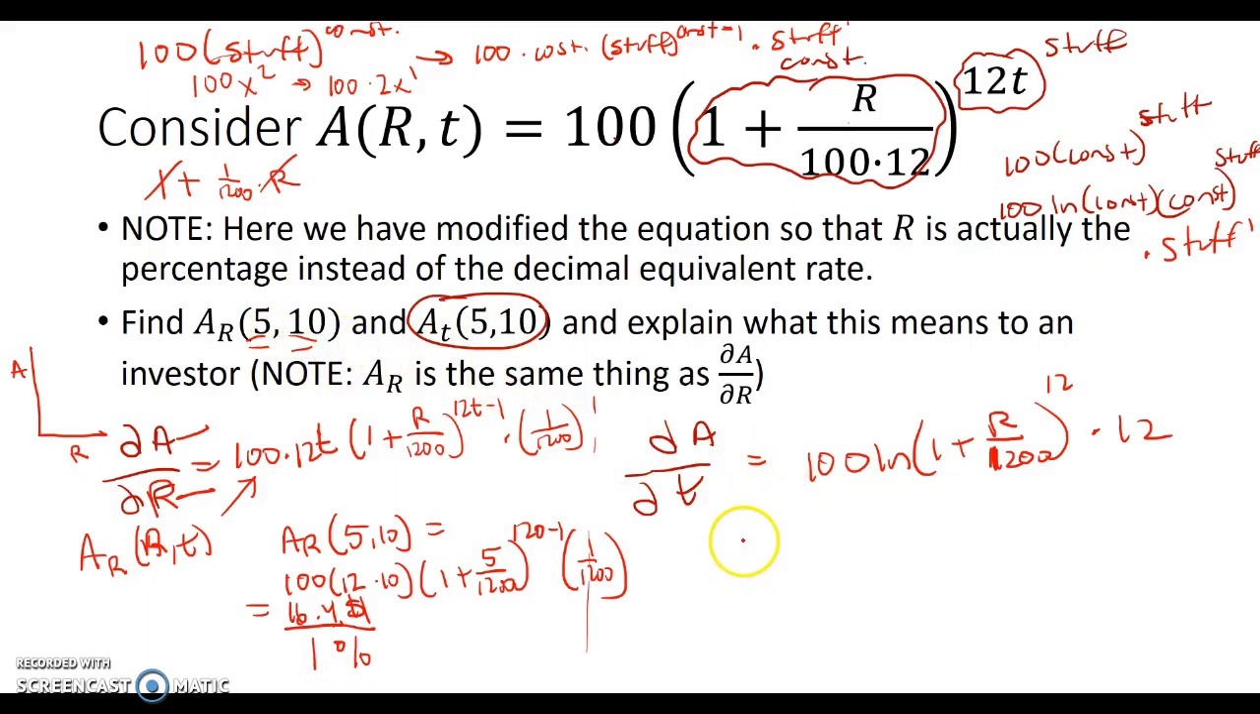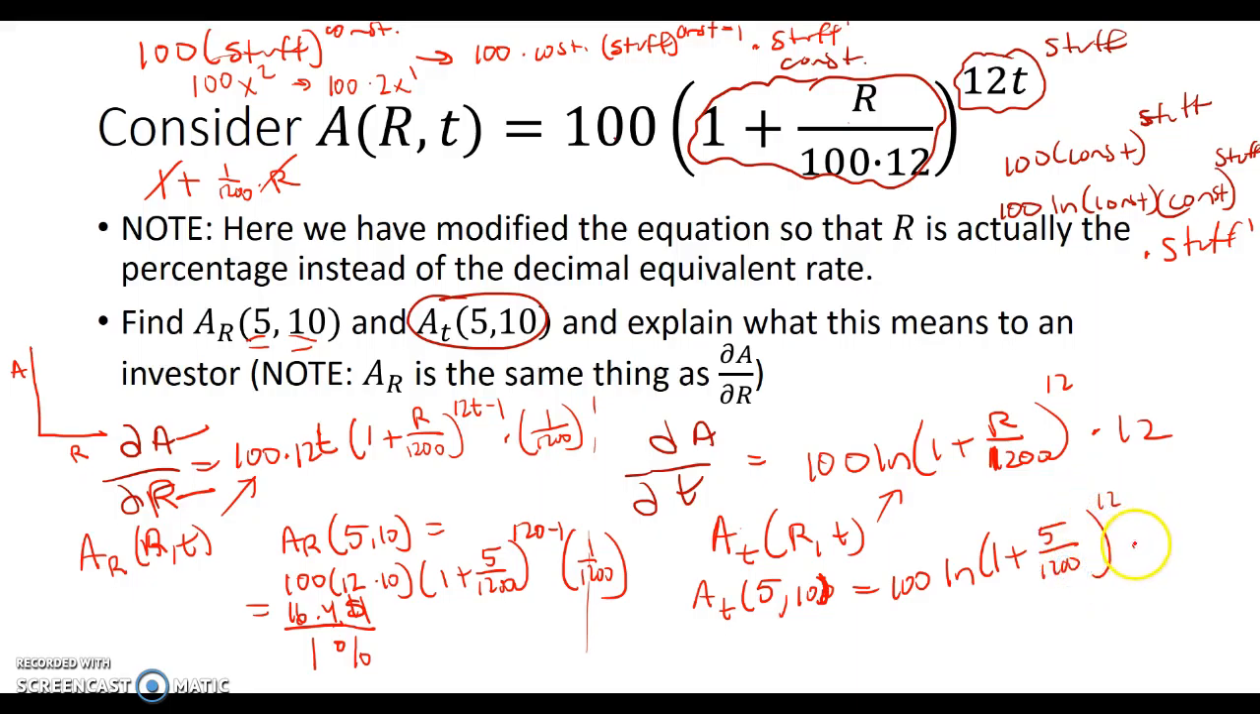Well, let's figure this out. So for the derivative of a with respect to t of r comma t, that's this function up here. So the derivative of a with respect to t when interest rate is 5 and time is 10 years is going to be 100 times the natural log of 1 plus the rate divided by 1200 to the 12th power, all multiplied by 12.